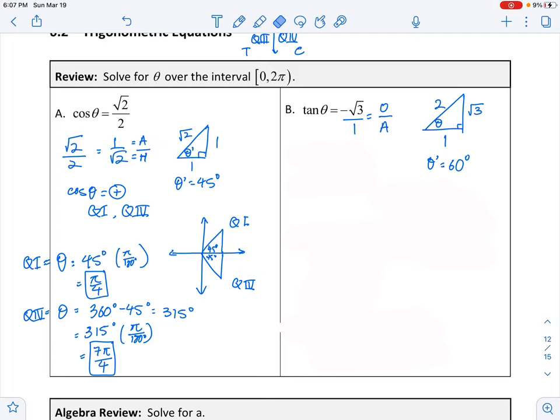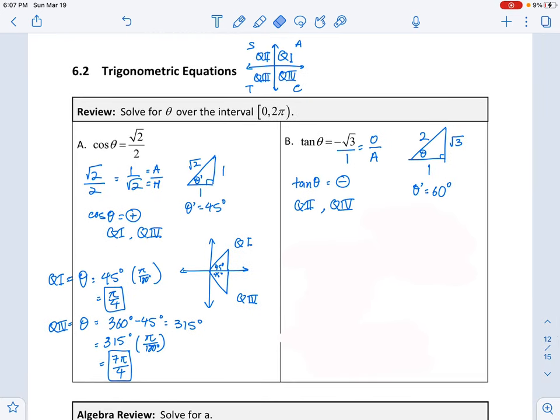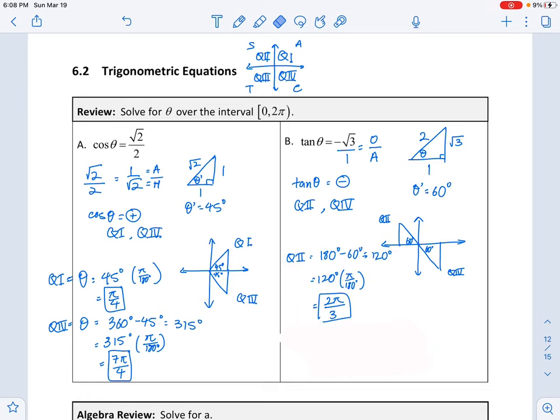Tangent is negative in 2 quadrants, quadrants 2 and quadrant 4. Therefore, I'm going to plot my reference angle in those 2 quadrants to get a better look at my actual angles. So for quadrant 2, I'm going to do 180 minus 60, giving me 120. And 120 in radians will be 2 pi over 3. In quadrant 4, we're going to do 360 minus 60, giving me 300 degrees. And 300 degrees to radians would be 5 pi over 3.